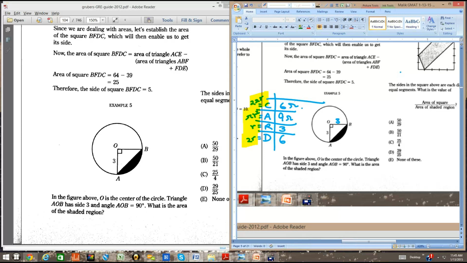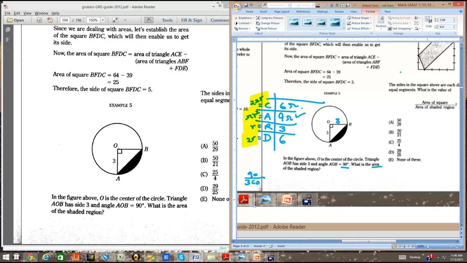Now, this question is asking, this is 90 degrees. What's the area of the shaded region? This question is about area, so you need the 9 pi. 9 pi is like the whole circle, like the whole pizza, right? If you eat the whole pizza, it's 9 pi. But you don't want the whole pizza. You only want 90 degrees of it. So you do 90 out of 360. That's the proportion you want, times 9 pi. So that turns out to be 9 pi over 4.